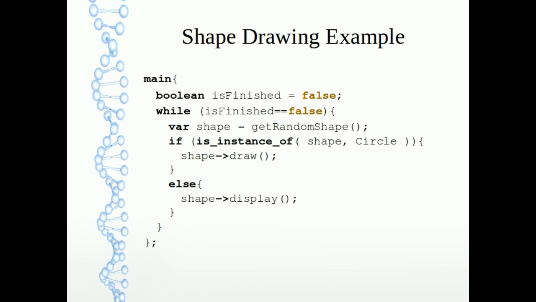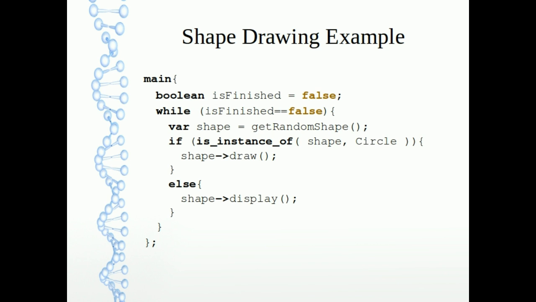Here's a possible solution to the problem. We have updated the main statement, which would make use of an isInstanceOf function to test whether the object shape is an instance of the circle class. IsInstanceOf is just pseudocode. How exactly you would test what class an object is a member of would vary quite a bit from one language to the other.